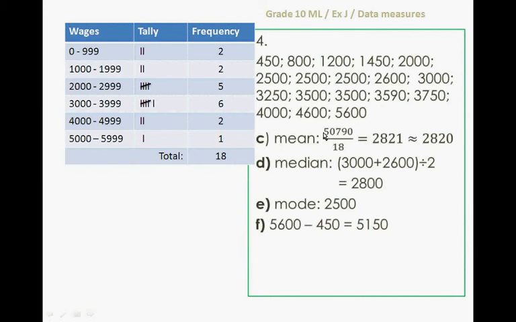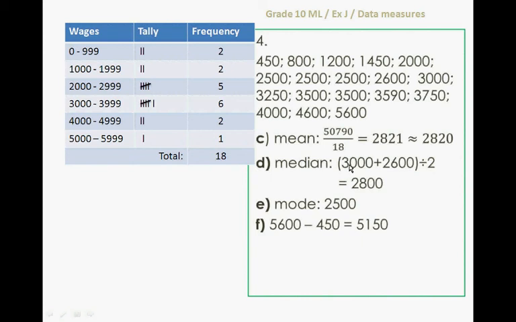If I add all the values, I get 50,790. If I divide by 18, I get 2,821. And remember, the instruction said round to the nearest 10 rand. So this is 2,820 rand as the nearest 10 rand.